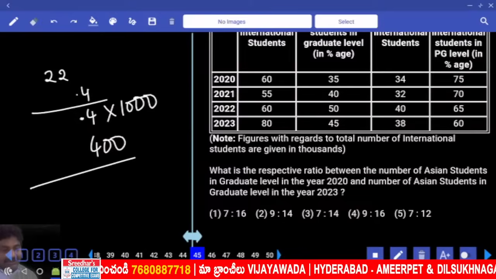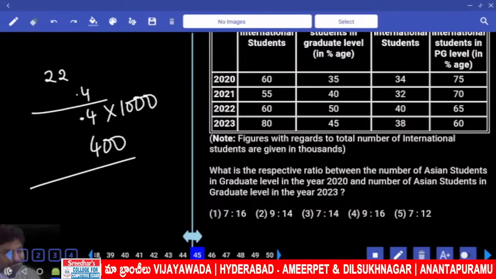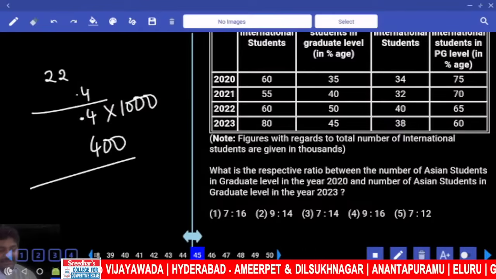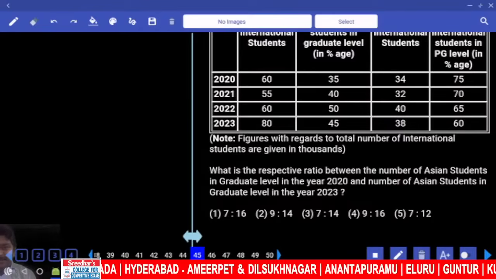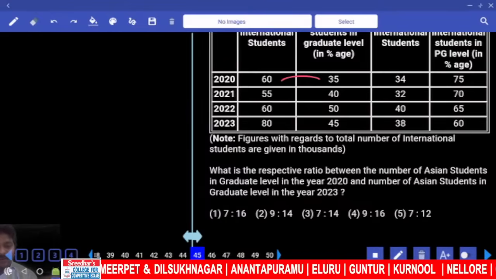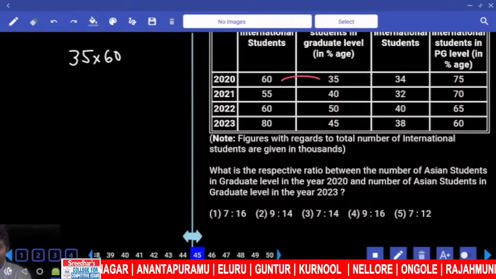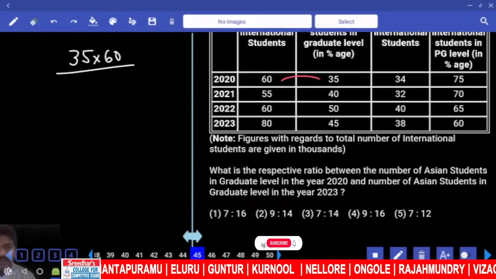What is the respective ratio between the number of Asian students in graduate level in 2020 and Asian students in graduate level in 2023? It is about graduate and Asian students. 2020, what percentage do we have? 35 percentage calculated on 60. Don't calculate.